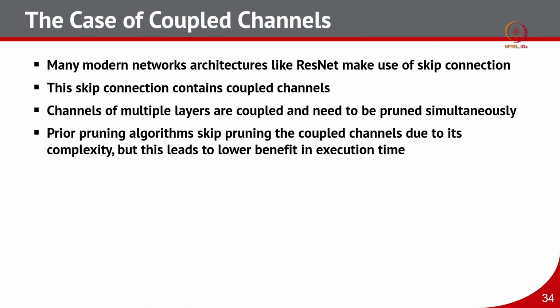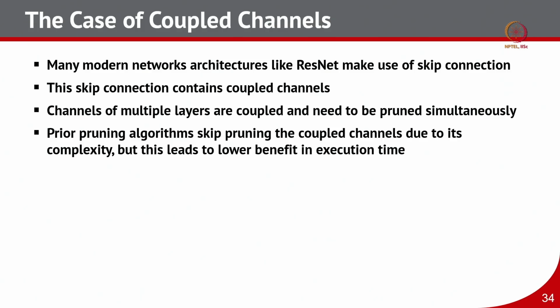Now coupled channel means there are two channel which are dependent on each other. So two channels or two layers which are dependent on each other. That means it is very difficult to find one scale factor which is common between the coupled channel. So that is why the channel of multiple layers are coupled in the case of ResNet, and they need to be pruned simultaneously. As I was saying, it is challenging to determine one particular scale for both the channels, and that is why prior pruning algorithms keep pruning the coupled channel due to its complexity.